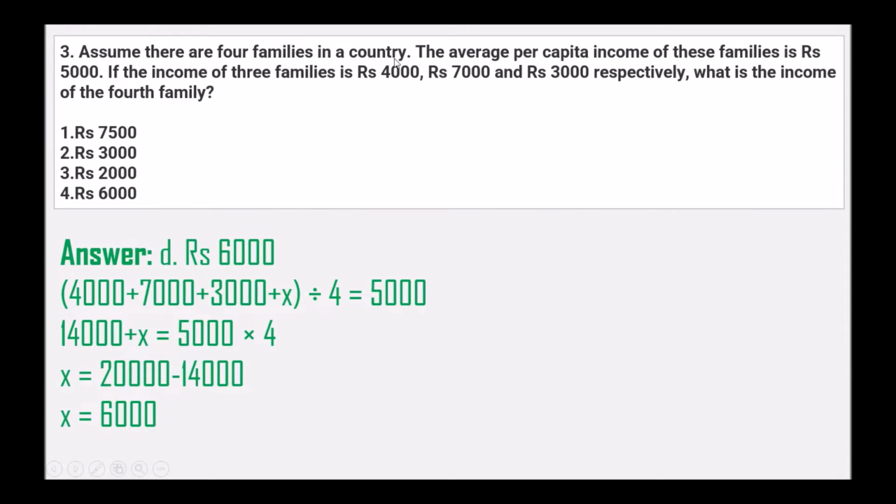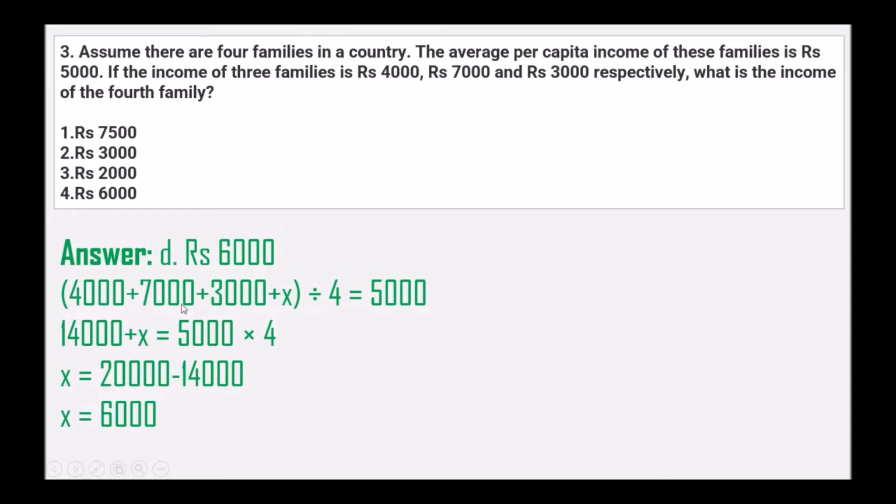Assume there are 4 families in a country. The average per capita income of these families is rupees 5,000. If the income of 3 families is rupees 4,000, rupees 7,000, rupees 3,000 respectively, what is the income of the 4th family? The answer is rupees 6,000.